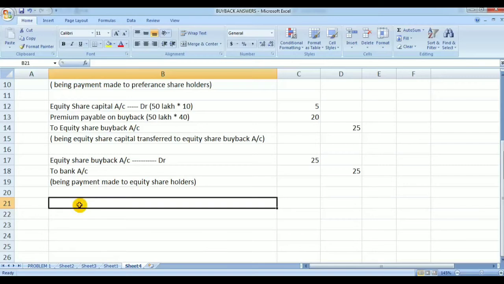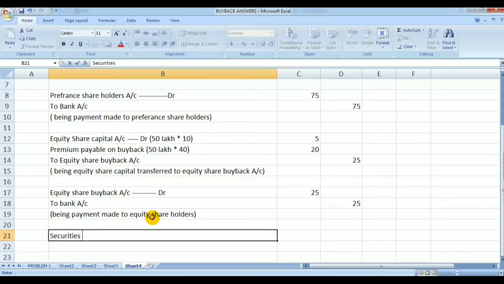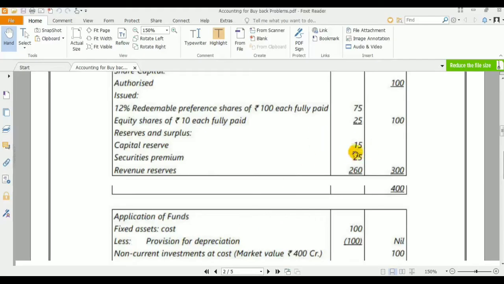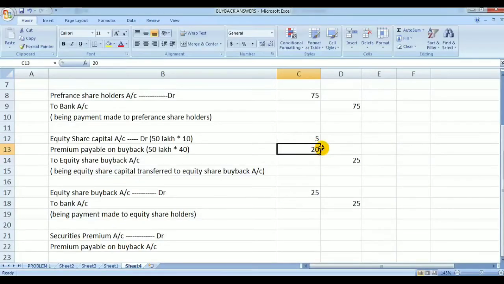The entry will be as follows: securities premium account will be debited and premium payable on buyback will be credited. Okay, see, first of all let us take a look whether we can make the entire payment from the securities premium account. We are having 25 crores in securities premium account and we need to adjust 20 crores. So the entire 20 crores can be adjusted from securities premium account.